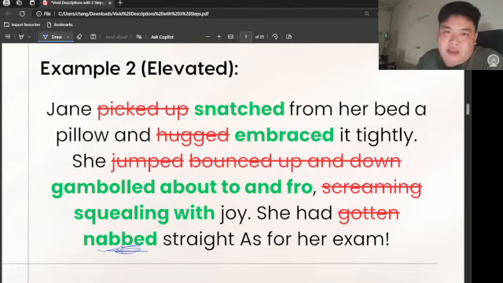But another simple reason also is that, instead of saying I got something, she got something, he got something, use something else, right? So napped straight A's. And that is the first way of how you can elevate your writing by just simply replacing certain commonly used verbs with more advanced versions.